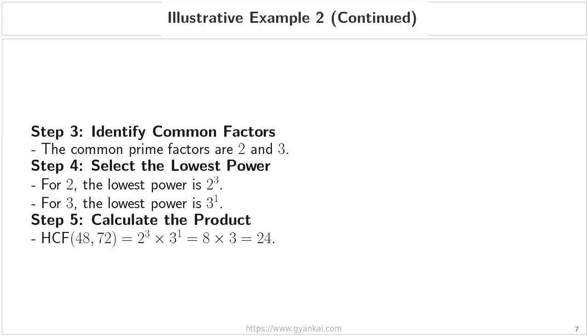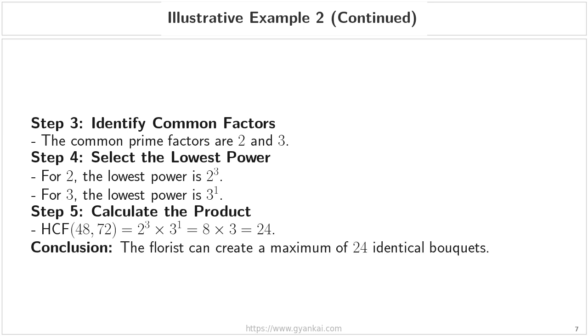Finally, in step 5, we calculate the product. We multiply our chosen powers together, 2 cubed times 3 to the power of 1. When we calculate that, 2 cubed is 8, and 8 times 3 gives us 24. So, to conclude our word problem, the highest common factor of 48 and 72 is 24. This means the florist can create a maximum of 24 identical bouquets, with each bouquet containing the exact same number of roses and lilies.